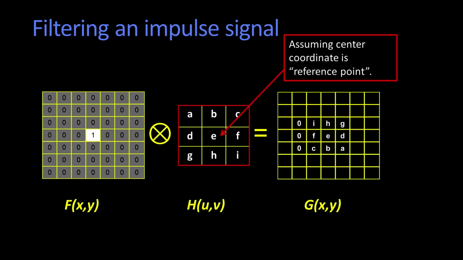By the way, something that I was being implicit about is I was assuming that the center of that filter was what we were calling the reference point. So wherever the center pixel was located, that was the one that was being entered into the result. You could use a different point, but we're going to just assume that the center pixel is the reference pixel of the filter.